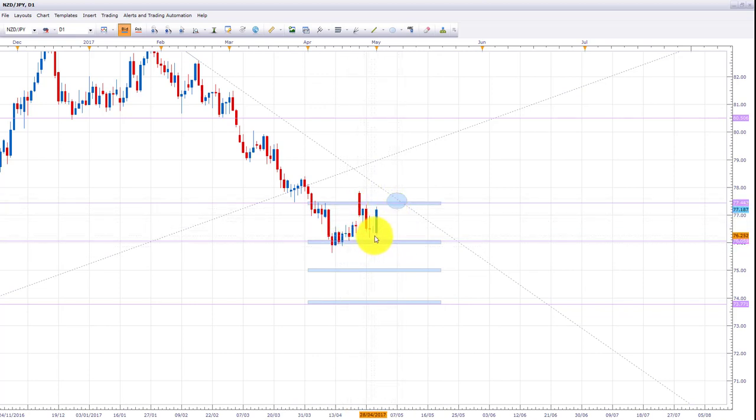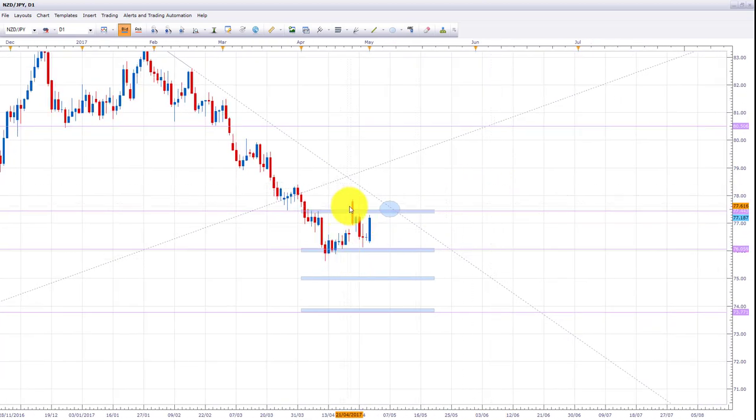Even though this isn't a range and you can play the range, you can buy here and take your profits here, and you can sell here and take your profits here. We will be looking to take shorts in this area, and we will be looking to potentially break out the bottom of this range because, as you can see, this is in an overall downtrend.